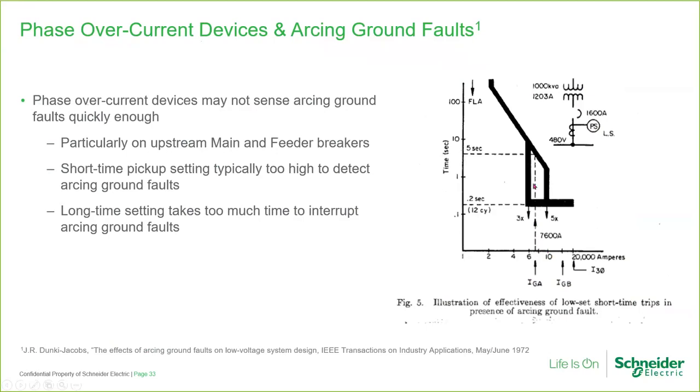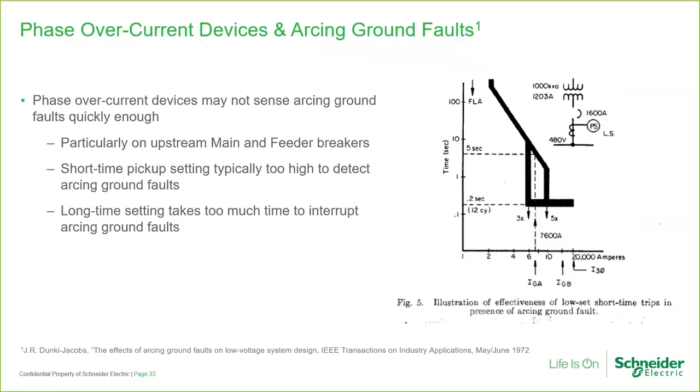Looking at the time current trip curve, if the short time curve were set at 5 times pickup, it would fail to pick up the arcing ground fault current in this example. It would be the long time curve that would pick up and trip after 5 seconds, which is obviously too long. The short time pickup setting would have to be set as low as 3 times to pick up the fault and trip within 200 milliseconds. On the time current curve, 12 cycles or 200 milliseconds is when the short time curve would trip.